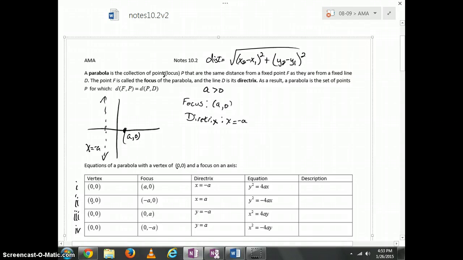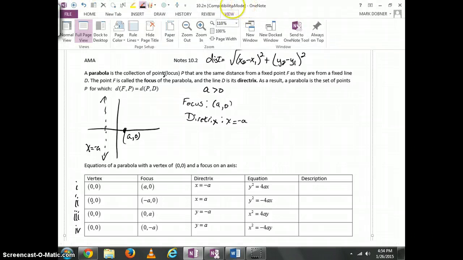But a parabola, you can see at the top of our notes, is a locus of points, or a collection of points, that are the same distance from a fixed point F, which is called the focus, as they are from a fixed line D. F is the focus, like I said, the line D is the directrix. And as a result, a parabola is the set of points for which the distance from F to P equals the distance from P to D.